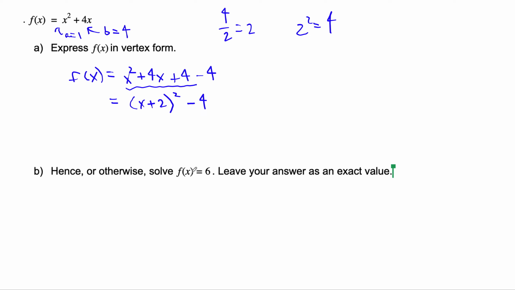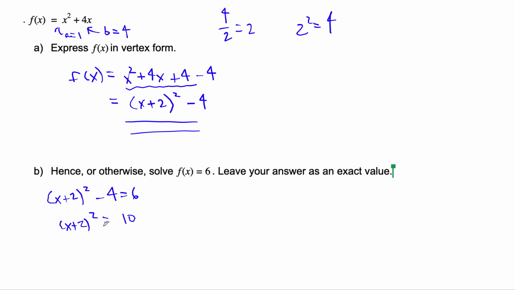Hence or otherwise solve f of x equals 6, leave your answer as an exact value. So we can simply set f of x equal to 6. So we have x plus 2 squared minus 4 equals 6. To use this, we don't have to expand, we can just add 4 to both sides. So we have x plus 2 squared equals 10.